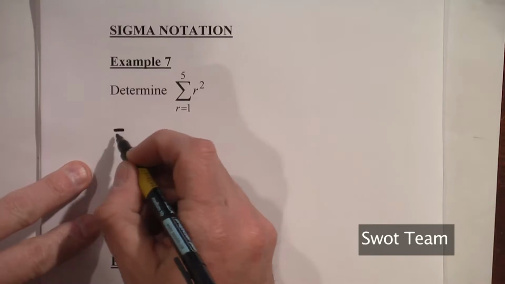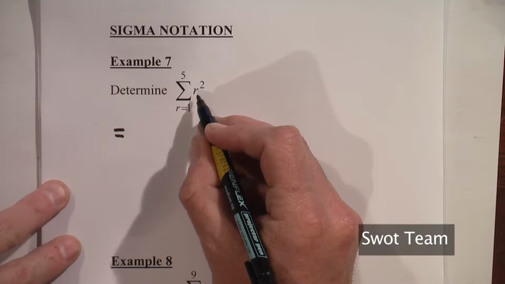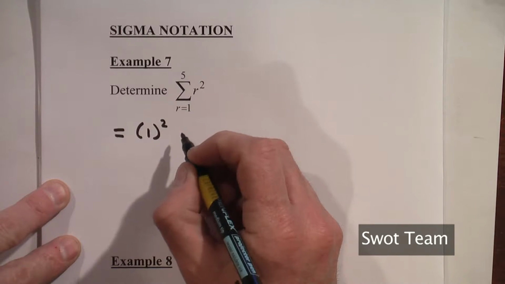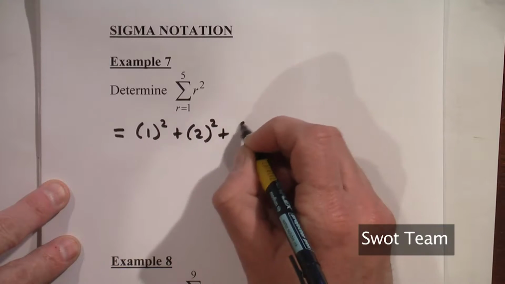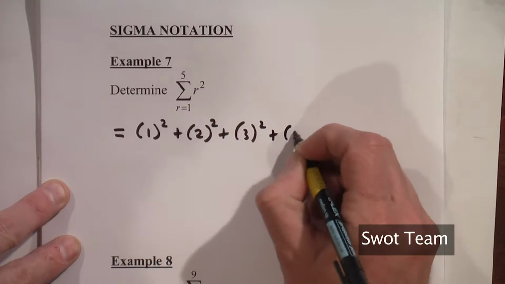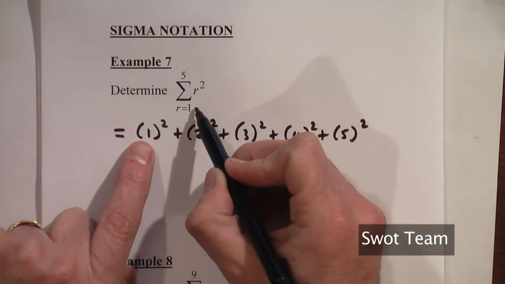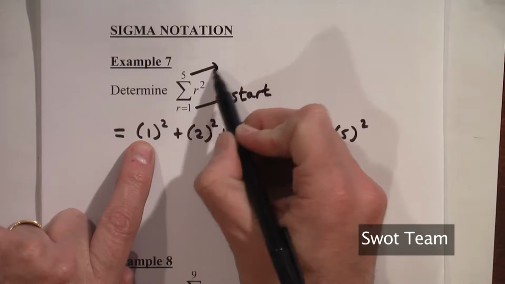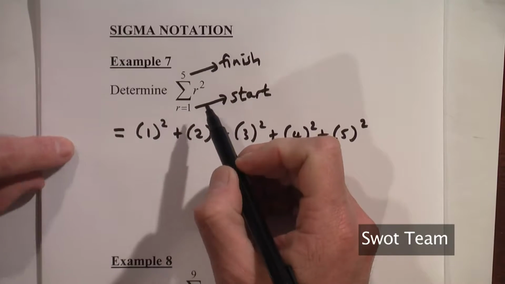Now how does this work? Start at 1 and substitute into the r squared. So what does that give us? 1 squared. Now we're going to work with natural numbers. So we're going to go 1 squared plus 2 squared plus 3 squared plus 4 squared plus 5 squared. Remember, that's your start, and then your finish is 5, and you keep substituting into r squared.